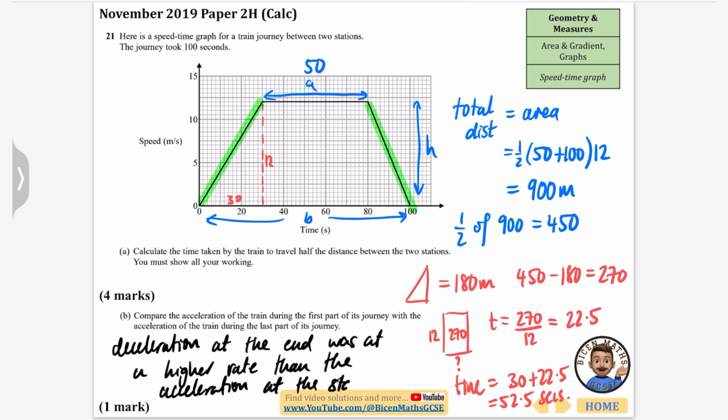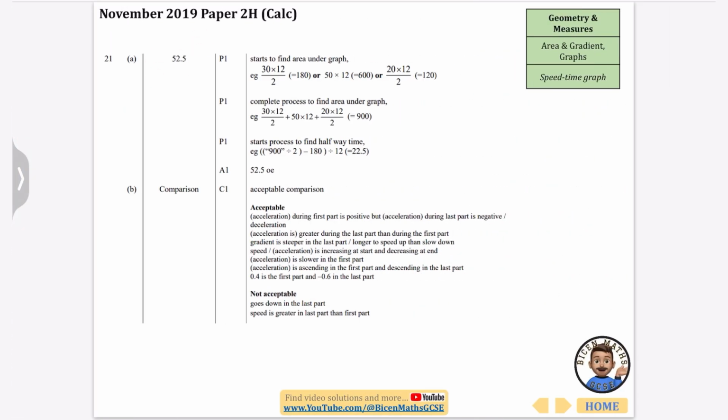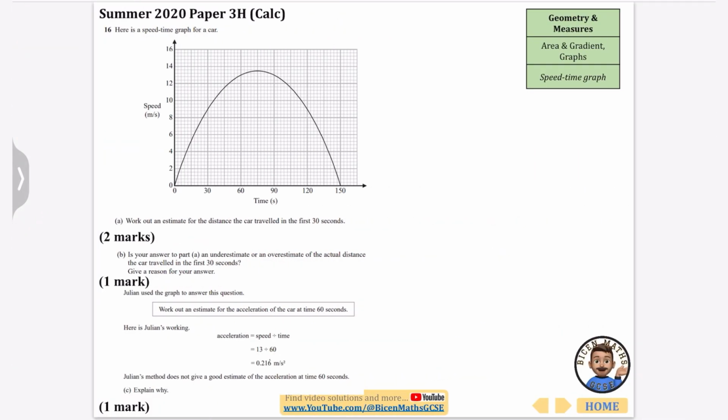Okay, let's check and see all of these answers. So we have our 52.5 and then that little worded bit. The acceleration during the first part is positive, but during the last part it's negative. They would let you say the acceleration is greater during the last part than during the first part. Great, so we've got loads of different things.